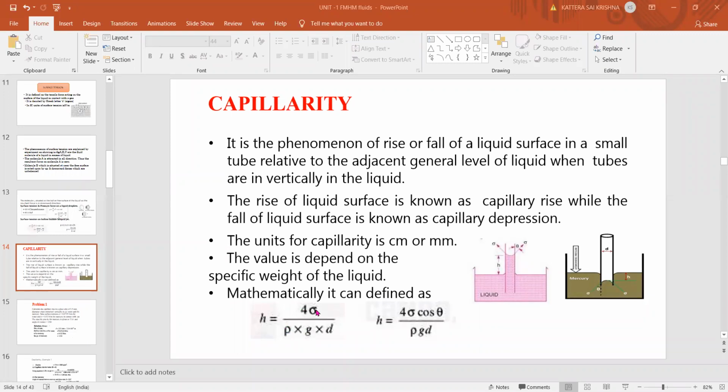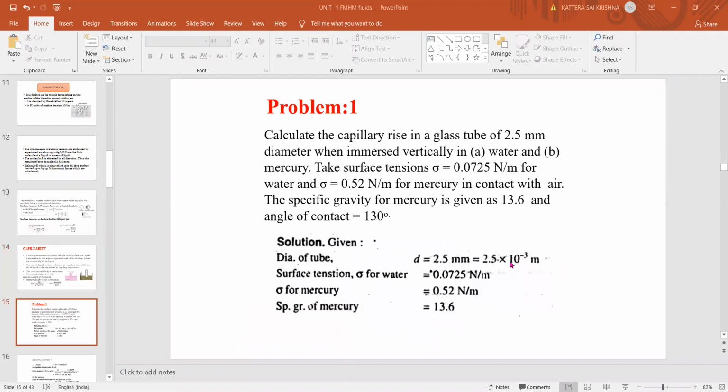Now substitute all the values. The sigma value is given to you. H equal to 4 into the sigma value by 1000 into 9.81 into the diameter of the tube. The diameter of the tube is 2.5 into 10 power minus 3. Please substitute all the values and tell me the H value.